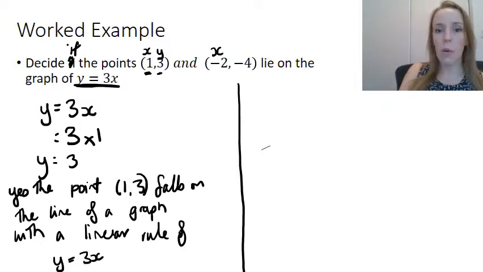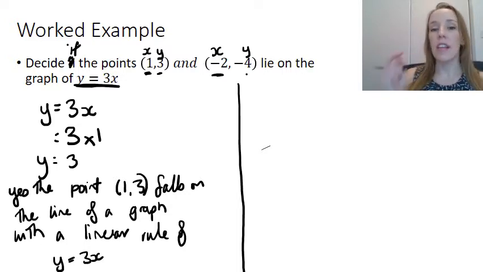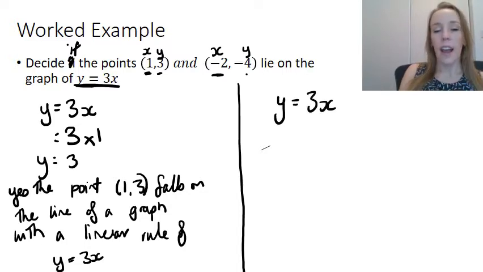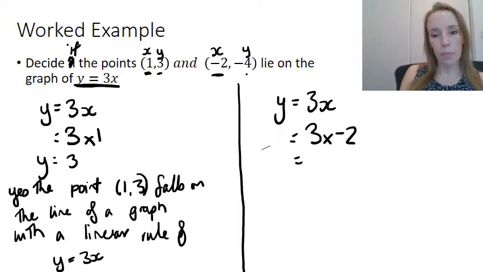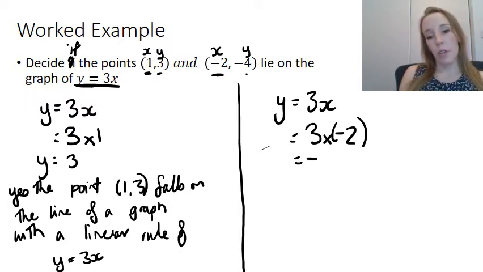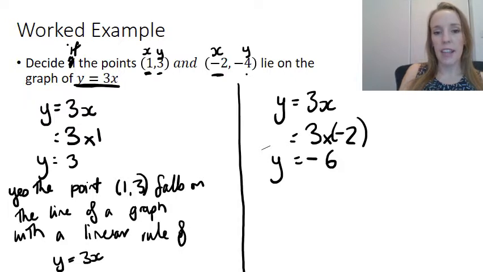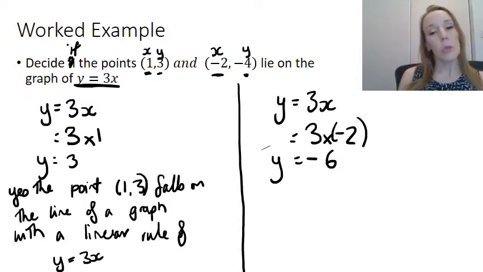So for our second one, we're going to do the same thing. We know our x value and we know our y value. So we're going to substitute that x value into the formula and see if we get our y value. If we get the same y value, we know yes, it would fall on that line. If we get a different y value, we know no, it wouldn't fall on that line. So y equals 3x. In this case, our x is -2, so 3 times (-2). Positive times a negative will give us a negative. 3 times -2 is going to give us -6. So y equals -6. And that's different to the y value that we were given. So we know that no, the point -2, -4 does not fall on the line of y equals 3x.